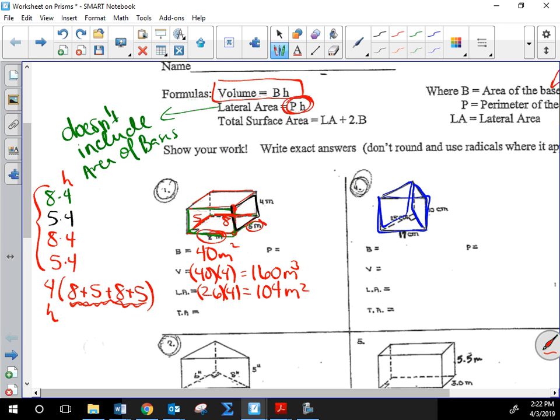Alright, now TA is just standing for total area. Honestly, I normally write it as SA for surface area. So our total surface area, we simply take our lateral area and add to it 2 times the area of our bases, because we already have the area of the lateral sides. Now we just need the area of the top and the bottom, so our bases, and there are 2 of them. So we've got 104 plus 80, what's that? 184 meters squared. Still area.